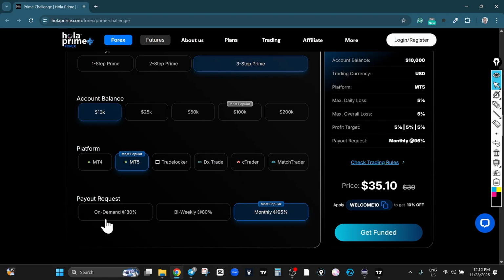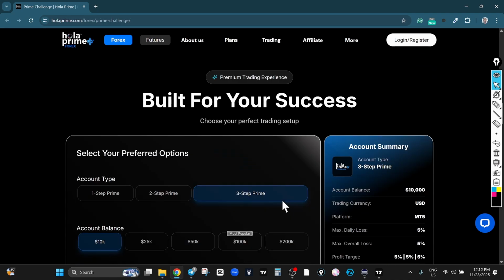And now the payout request, that is where the 95% profit share comes in. If you want to get your payout monthly, your profit share will be 95%. If it is bi-weekly, it will be 80%, and on demand is 80%.